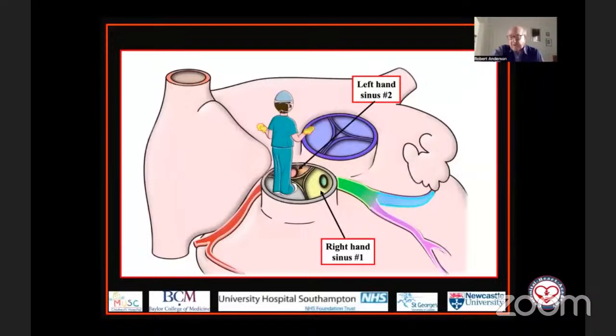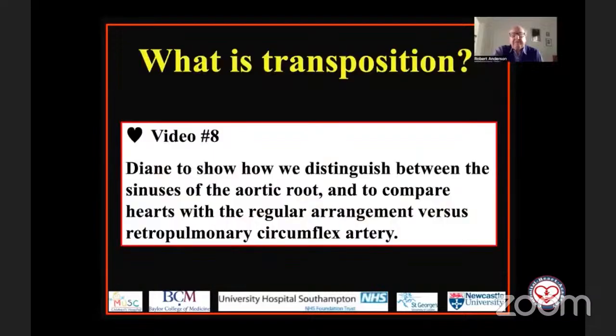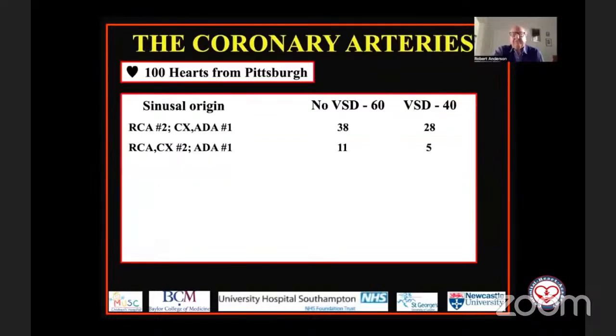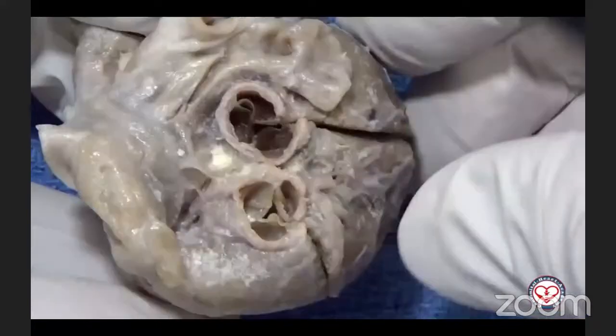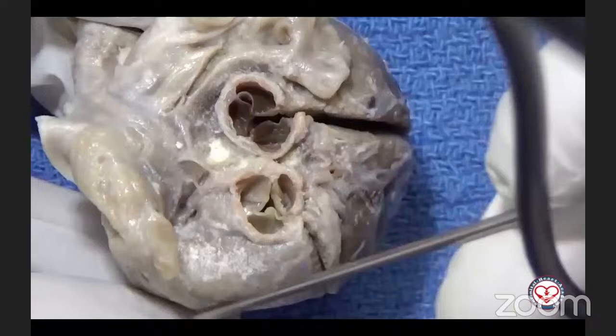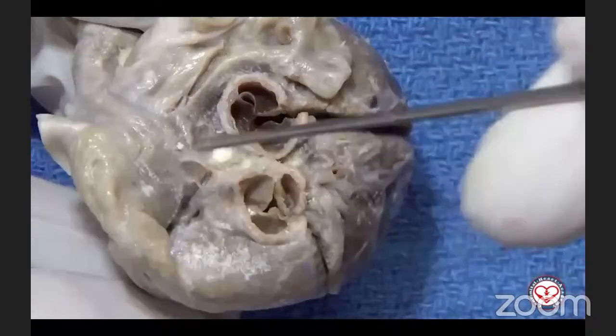Once we have determined and worked out how we can distinguish between the sinuses, we can then describe how best to account for the varied origin of the three major coronary arteries. And Diane is now going to show us how to distinguish between those sinuses, and she'll show us two variants. We're going to look at this heart with transposition from the short axis, so that this would be the sternocostal aspect. Here you can see the right atrial appendage, the left atrial appendage, and the transverse sinus.